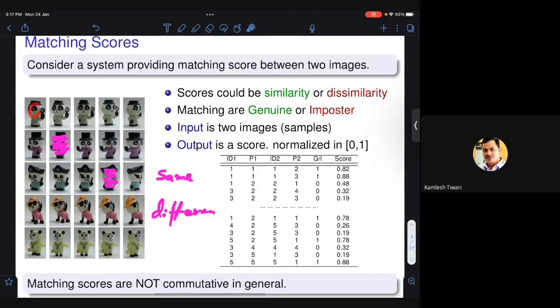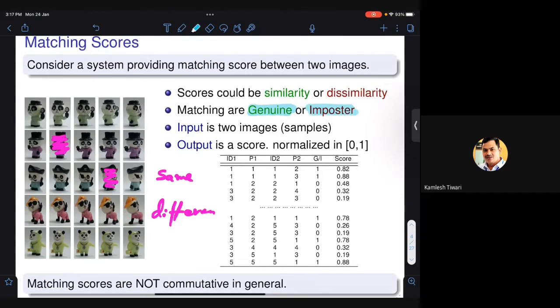If I am going to match this person with this person, or this person with this person, when I match these images I am matching the same people, and therefore this matching is a genuine matching. So the matching could be of two types: either a genuine matching when I'm matching the same person, or an imposter one.